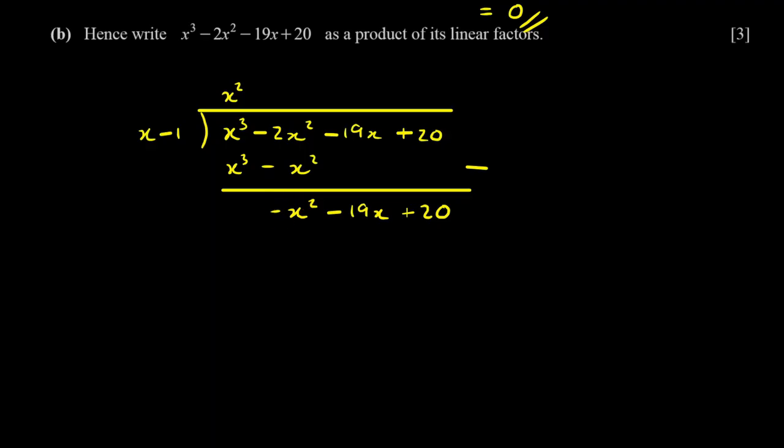So we're going to take the negative x squared divided by x, which gives us negative x. And then we take the negative x and we multiply it by this. So negative x times by x is minus x squared. Negative x times by negative 1 is positive x. And we're going to do the same thing. We are going to subtract this off.